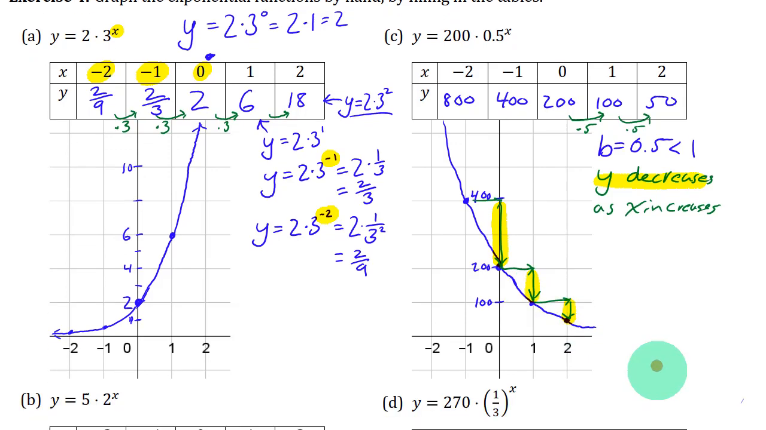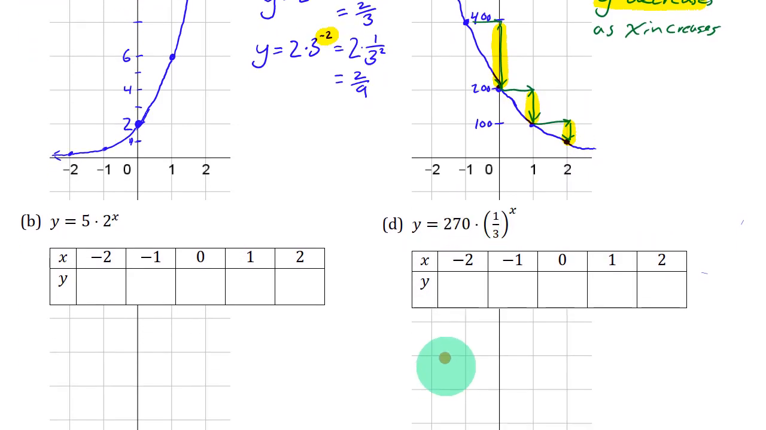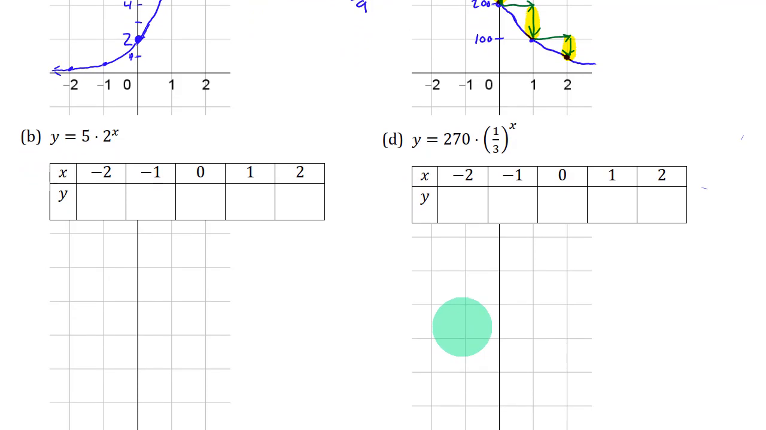Okay, let's look at b here. We have 5 times 2 to the power x. This is going to give you 5, 10, and 20, 2.5 and 1.25 over here. So make this be 20. We'll go up by 4 this time.